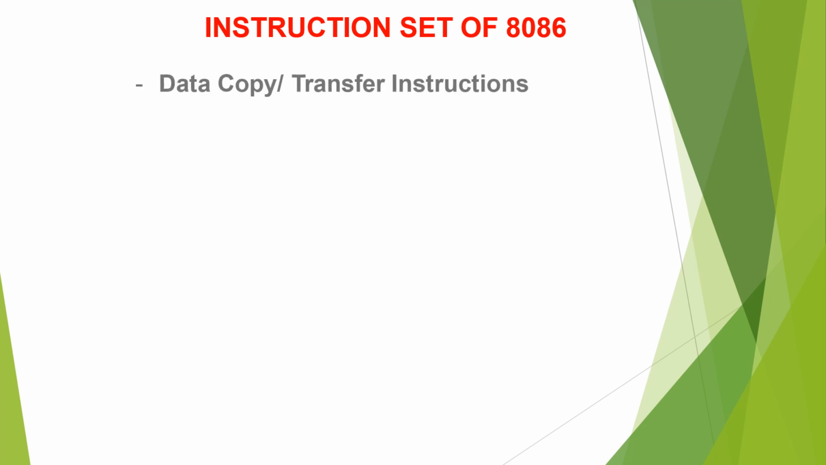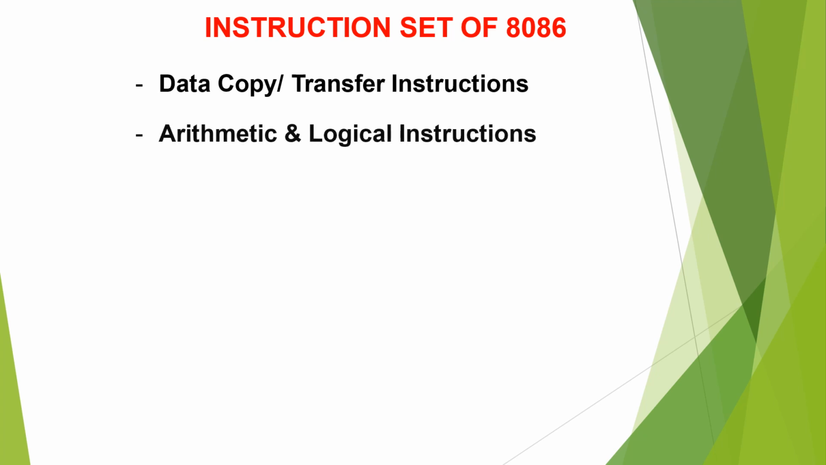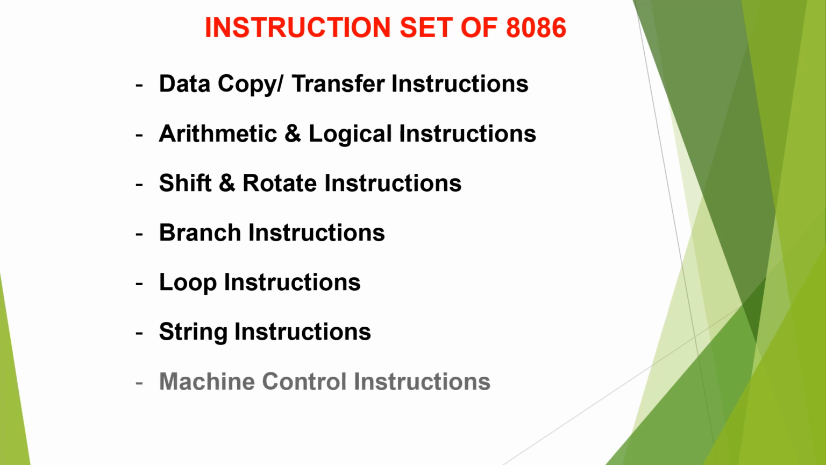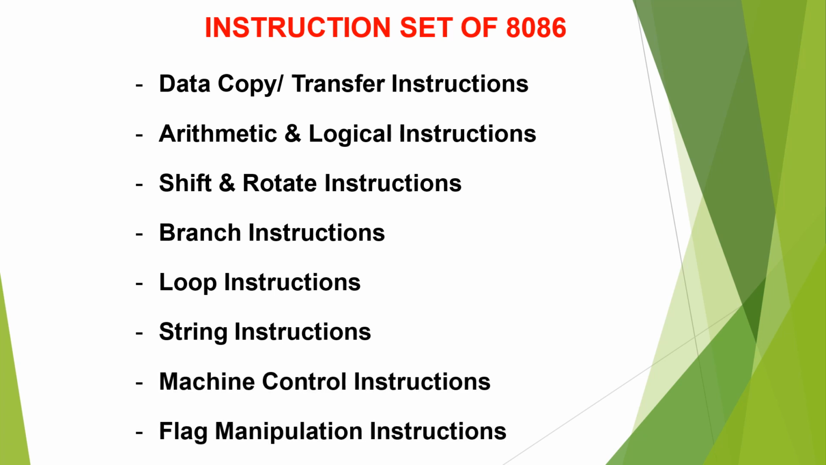The first one is data transfer or copy instruction, then arithmetic and logical instruction, shift and rotate instruction, branch instruction, loop instruction, string instruction, machine control instruction, and flag manipulation instruction. From the name, you can see what each group of instructions is going to perform. So data copy or transfer is the first group of instruction.